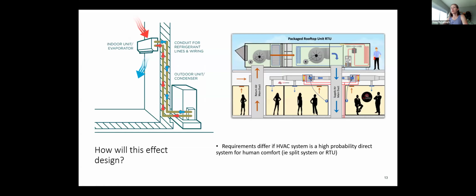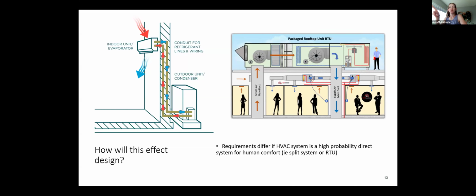Okay, so the requirements for the refrigeration or the life safety systems change based on the type of HVAC system that you have. If you have what is called a high probability direct system for human comfort, there will be additional requirements to make sure that you do not have potential for that A2L refrigerant to leak out and light on fire.